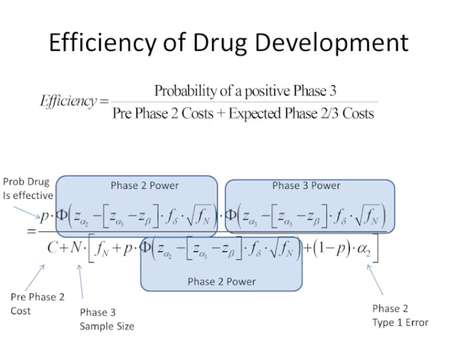Efficiency is further detailed in the second line of the slide. The numerator of efficiency is the prior probability that the drug is effective times the power of the Phase 2 trial times the power of the Phase 3 trial. The denominator is the present value of the pre-Phase 2 development costs plus the expected sample size in Phase 2 and Phase 3.